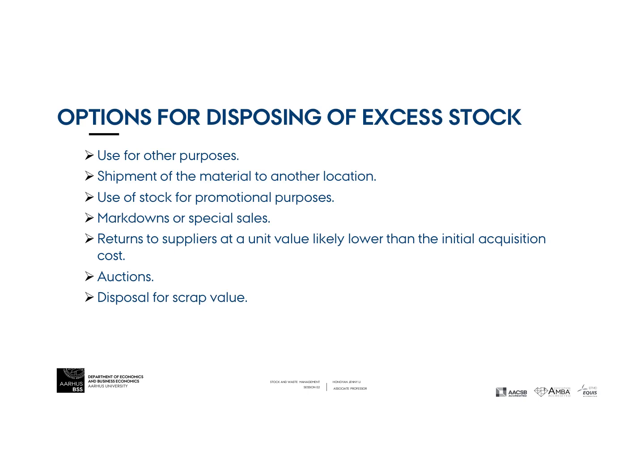The fourth is markdowns or special sales. That's also a very commonly used method. When you ordered too much, of course you have to mark down as early as possible in order to get the product sold. The fifth is returns to suppliers at a unit value likely lower than the initial acquisition cost. Sometimes we call it a buyback contract.